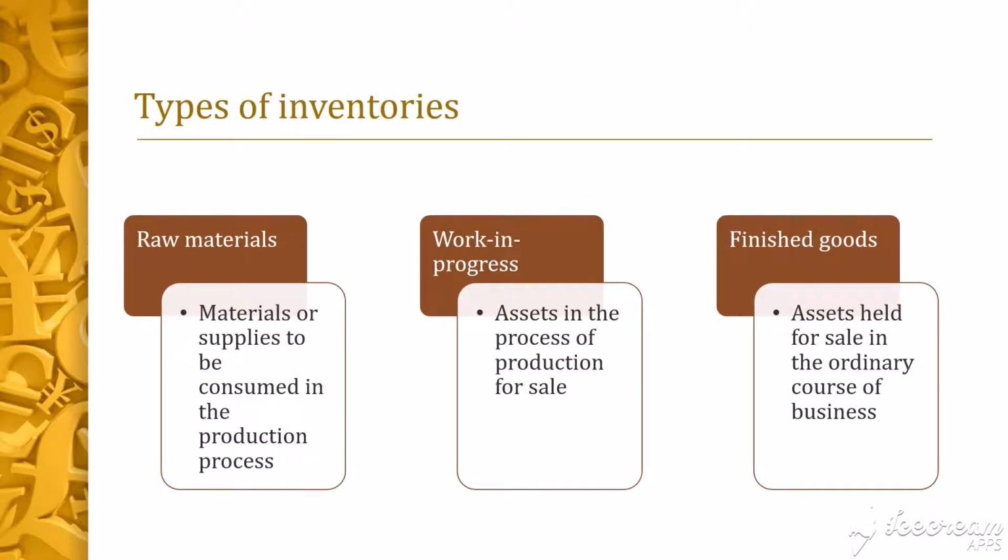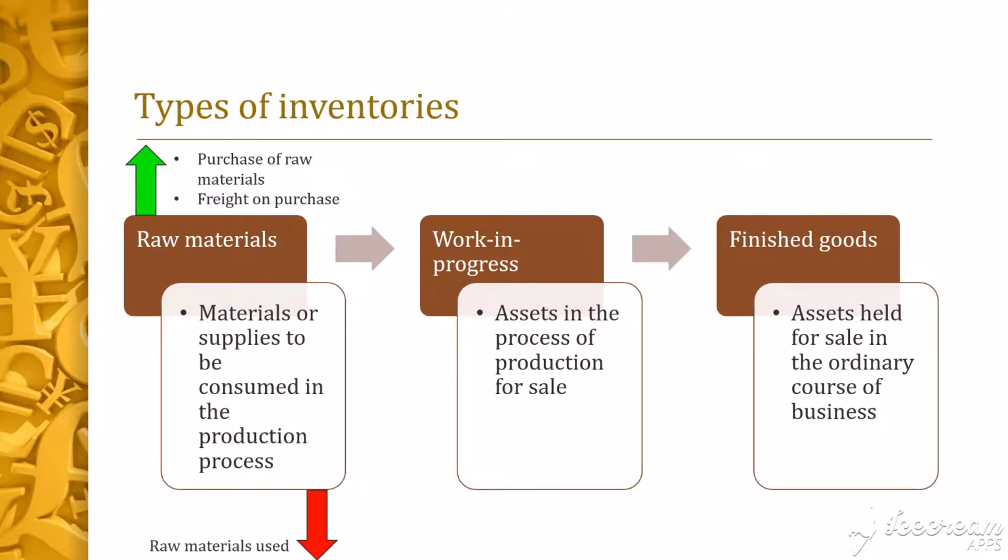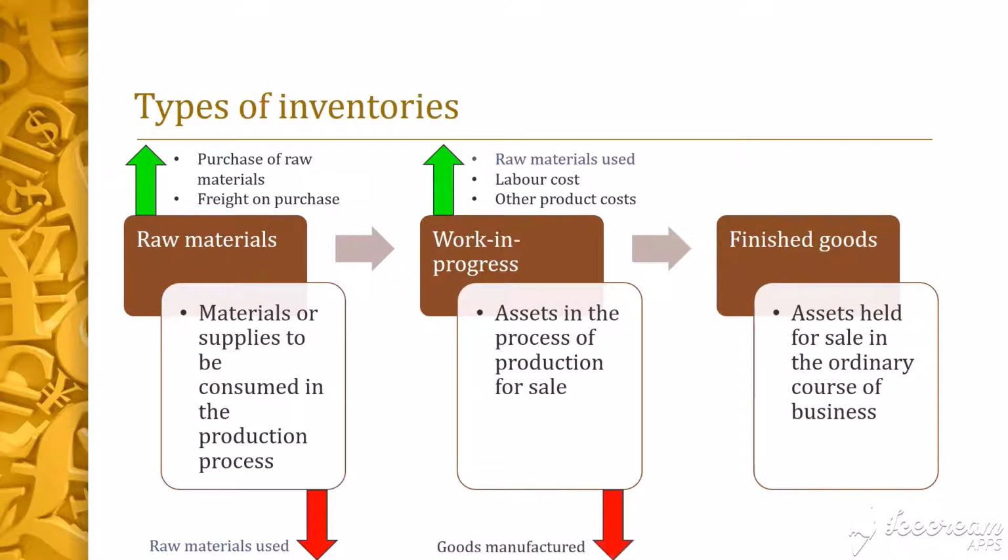So these are the three states of inventory for a manufacturing company and how each state of inventory flows from one state to another. Raw materials will increase when more materials are purchased and when freight charges are incurred on purchasing the materials. It will decrease when the raw materials are used in the production process. This decrease in raw materials will increase the work in progress. Besides material costs, labor costs and other product costs will increase the work in progress. When these inventories complete the manufacturing process, they will exit the work in progress and join the finished goods. Finished goods will decrease when they are sold.